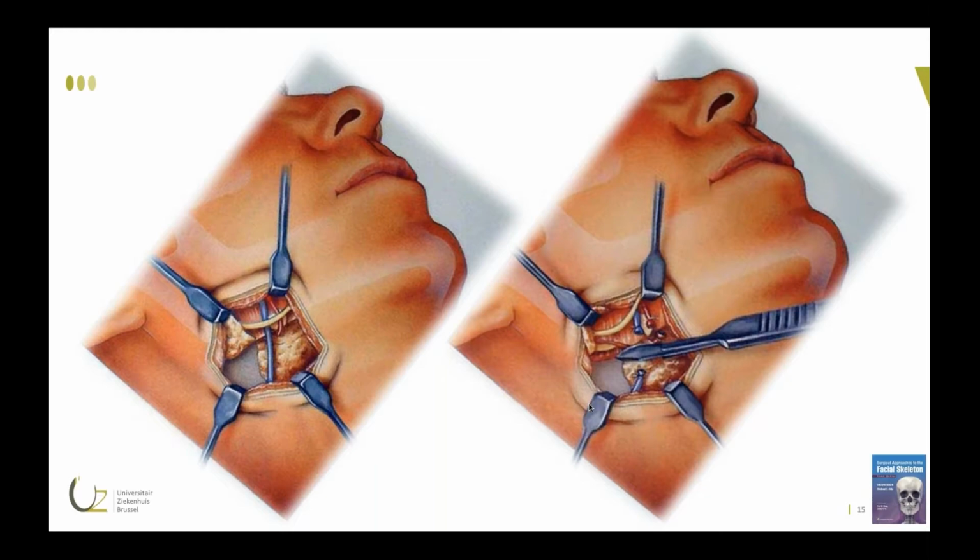One can elevate the marginal branch en bloc with the superficial cervical fascia and the platysma muscle and push the vessels anteriorly, or one can identify and ligate the vessels. The next step is to incise the pterygomasseteric sling down to the bone and split the parotid gland posteriorly.